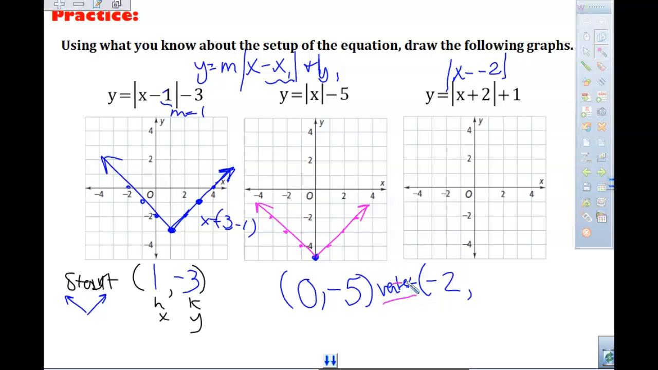Vertex, negative 2, and this one should be where? 1? It's still going up because it's positive in front. So I'm going to go over to -2, +1. If I plug that point in, if I plug in -2 here, and I add 1, this gives me 0 plus 1. That does come out to be 1. That's a point on my graph. The slope is 1. And you're done. And you don't have to make that table like we did before, right?